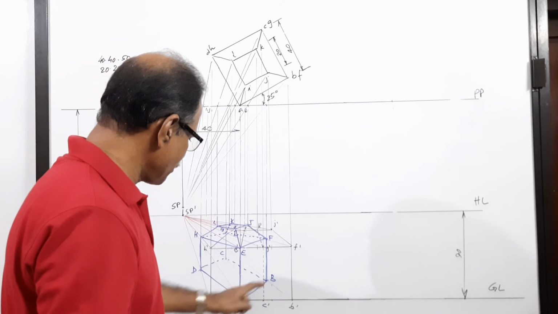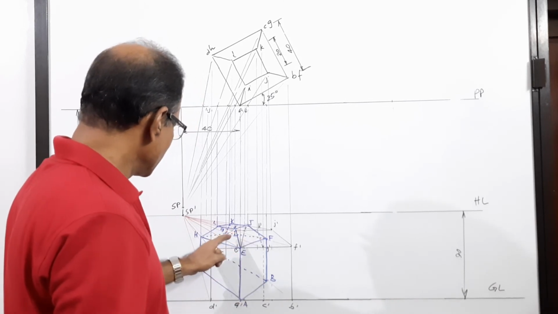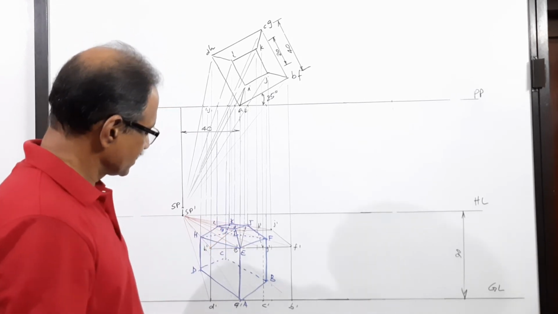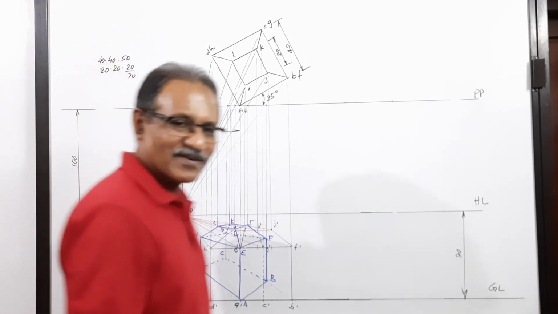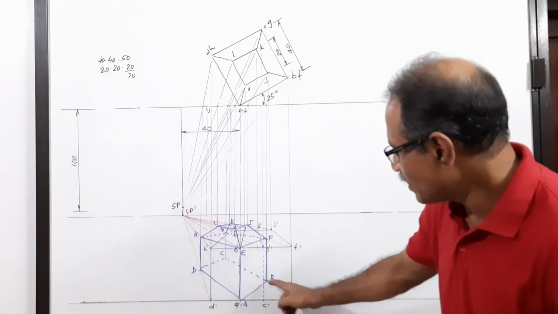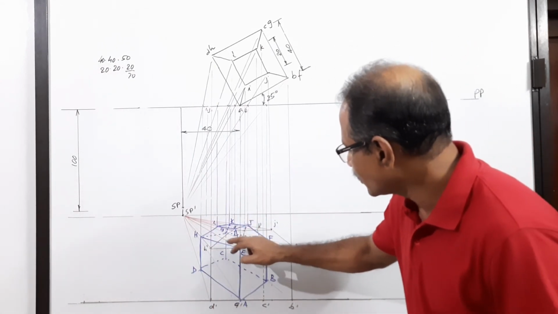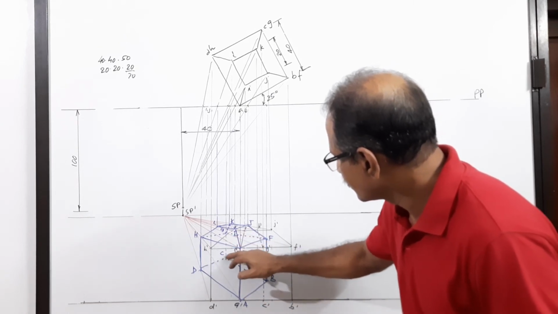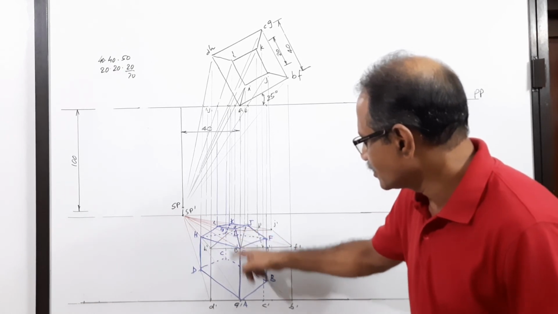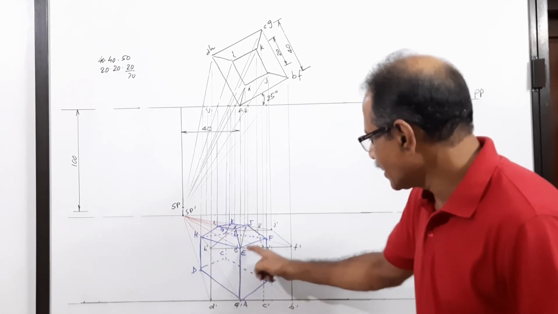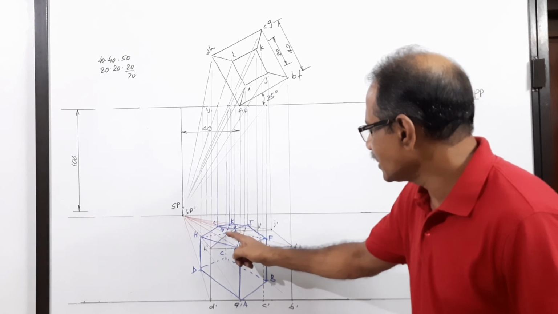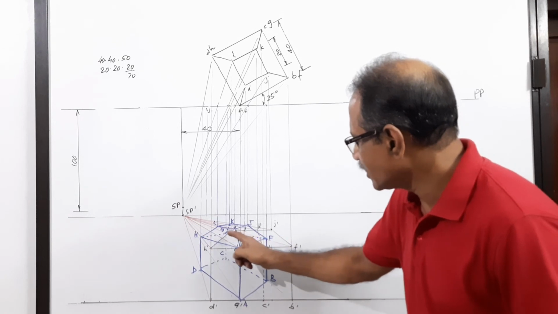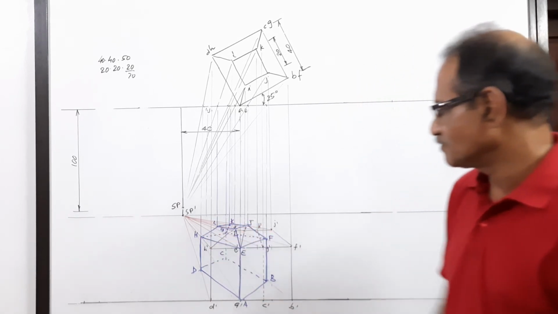A, B, C, D, E, F, G, H, I, J, K, L. We have got it well. A, B, C, D, this is actually dotted. GC. Exactly above C is G, correct? E, F, G, H, I, J, K, L.